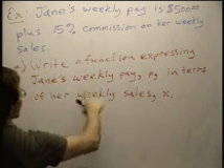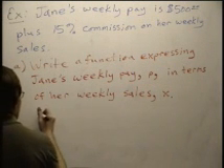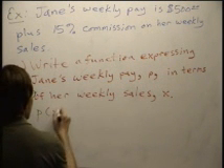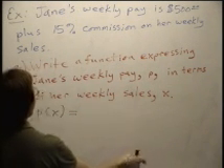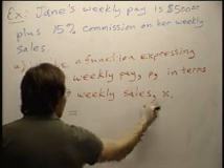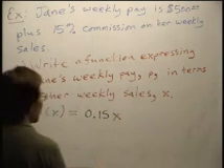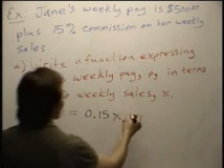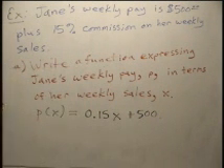So we want to write a function p for weekly pay in terms of her weekly sales x. So p depends on x. It's going to be her commission plus her base pay. Her commission is 15% of her weekly sales, so 0.15 multiplied by her weekly sales, which is x. Her base pay is 500. And so there is our linear function. Notice it's in the form y equals mx plus b.